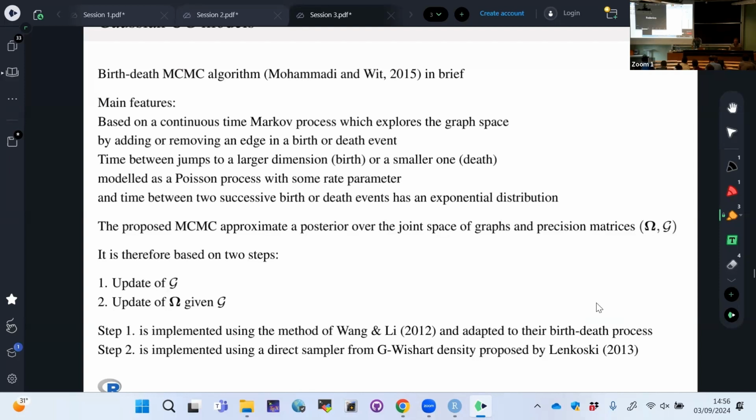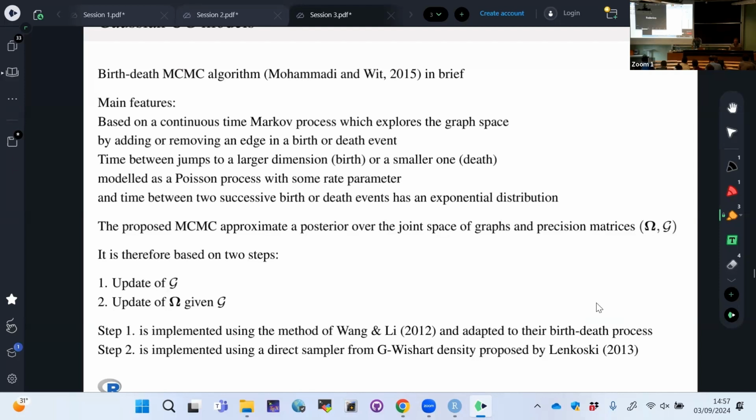Okay, so the output of this algorithm is a posterior distribution, which is not on the collapsed space of graphs, but on the joint space of graphs and precision matrices. So from this algorithm, we can also provide inference on omega itself, okay? Still, the algorithm is based on two steps. The first one is the update of the graph, okay? So the update of G.